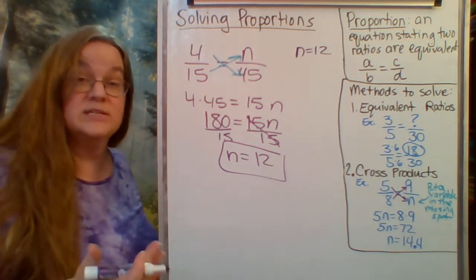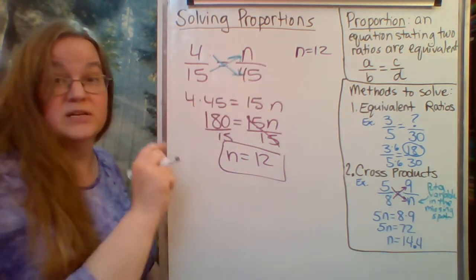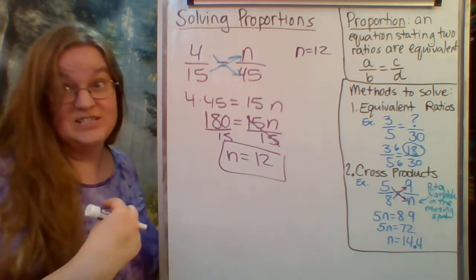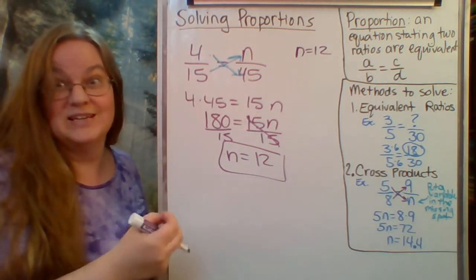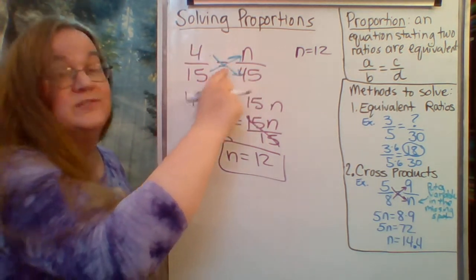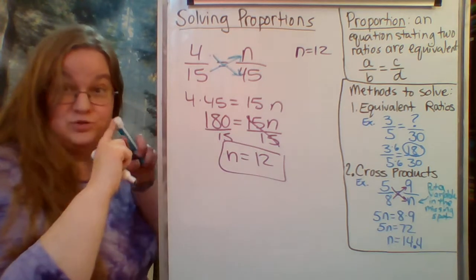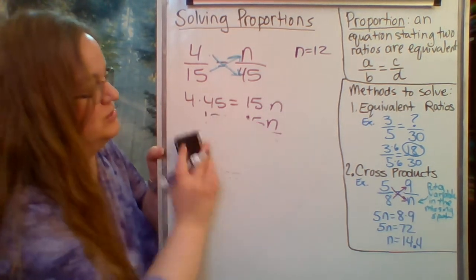Again, it's going to be what's easiest. Cross products: this times this has to equal this times this. And whenever I do this, I still, after all these years, draw my arrows because then it's way less likely I'm going to mess up. So when I'm writing my equation, okay, 4 to 45 and 15 to n, if you draw that cross in the middle, it's a lot easier to make sure that you're doing the problem correctly.